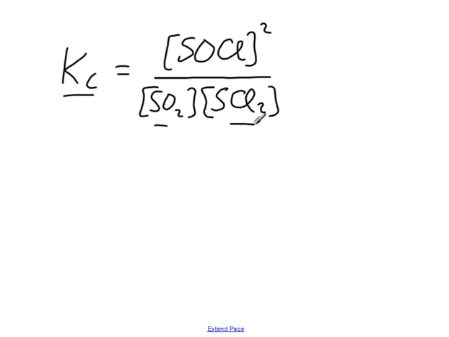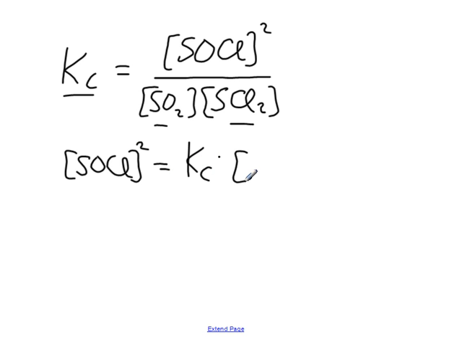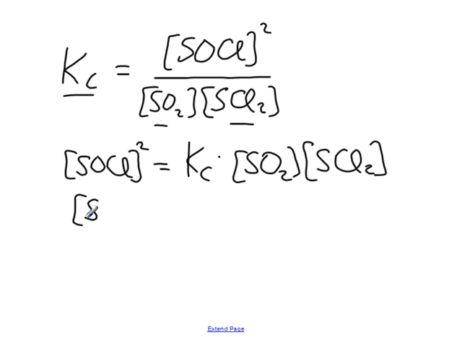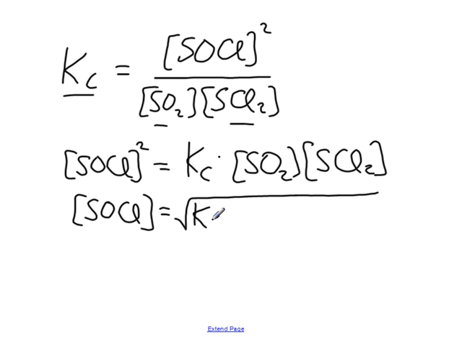So all we're going to do is substitute stuff in, right? Or if you want, start by rearranging. The concentration of SOCl2 squared will equal Kc times the SO2 times the SCl2. You with me on that? Yeah. Just rearranging with some algebra. And now the SOCl2 concentration will equal the square root of all that stuff. So Kc times SO2 times SCl2.